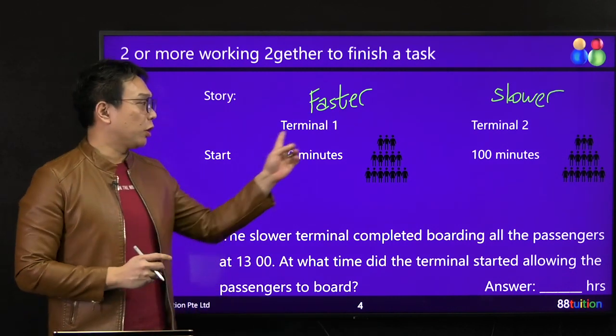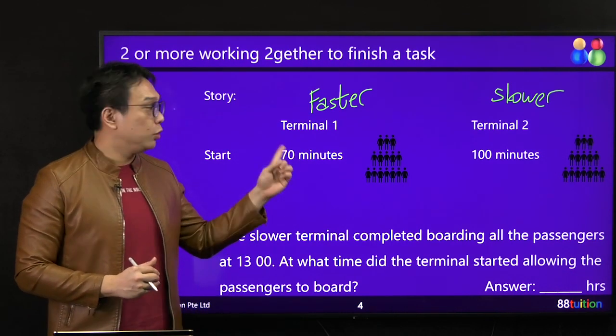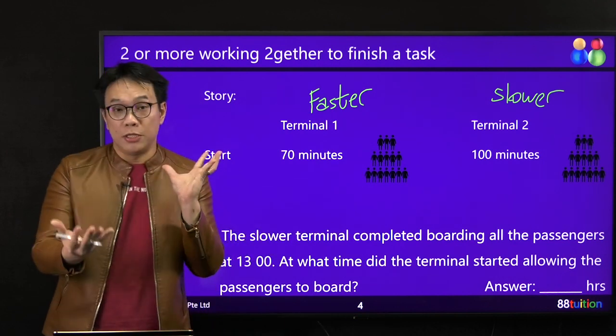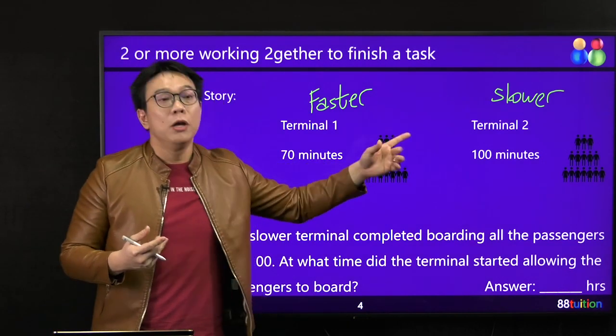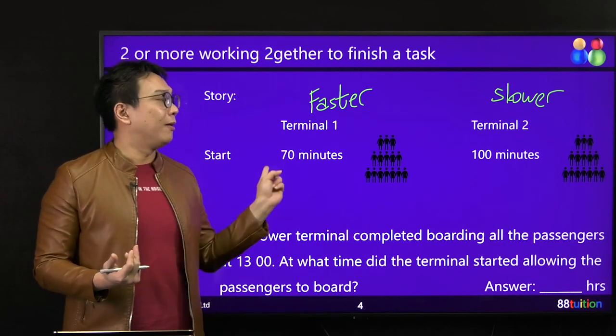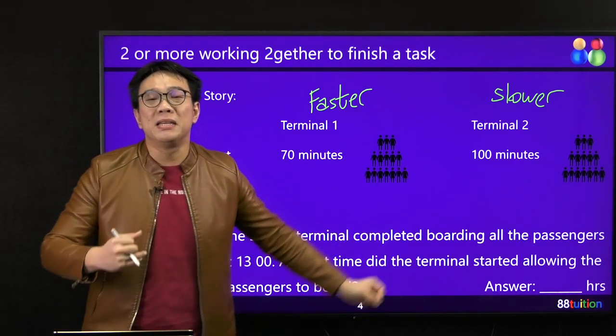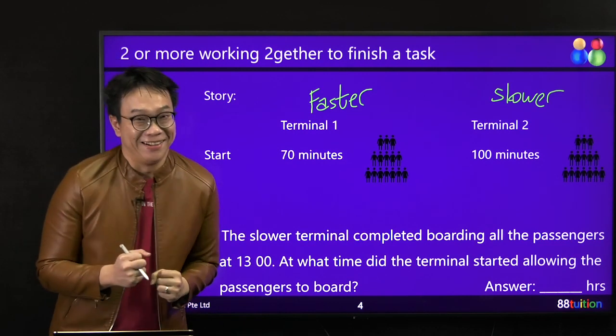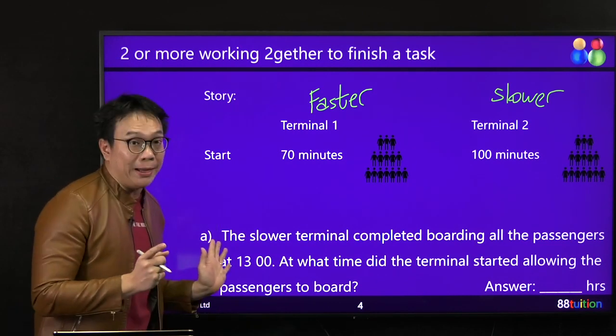Because when you're talking about time, the shorter the time to clear the same amount of passengers, versus a longer period of time to clear the same number of passengers, who is the faster one? This one, the smaller number. Not every time the bigger number is the best. Understand or not? Okay? So down here, part A, easy.